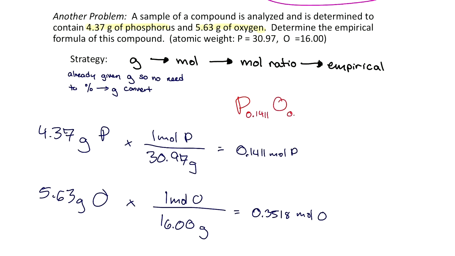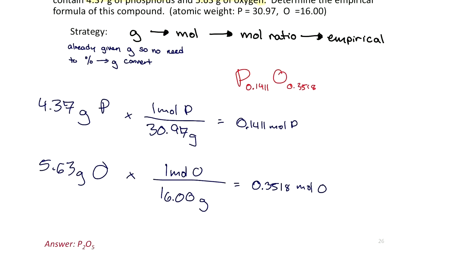So does that mean my formula for this compound is phosphorus 0.1411, oxygen 0.3518? Is that something you've ever seen? No. So how we turn those numbers into whole numbers is to identify the smallest number we just calculated. In this case, it's phosphorus, and we divide both numbers by that smallest number, because that ensures that one of those numbers will be a whole number. So we have 1 mole of phosphorus present, and then when you do that division, what do we get for oxygen?